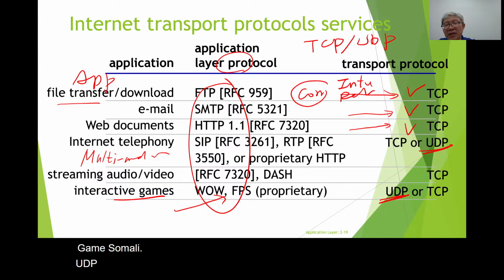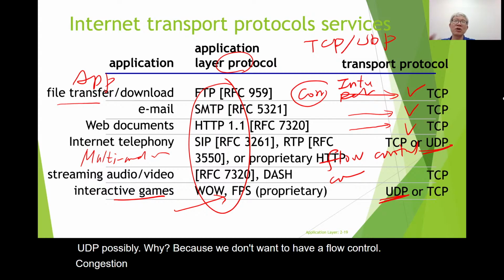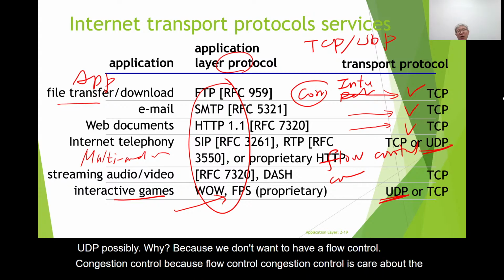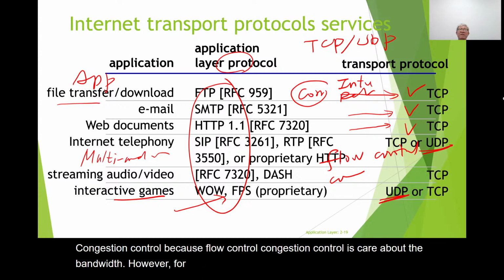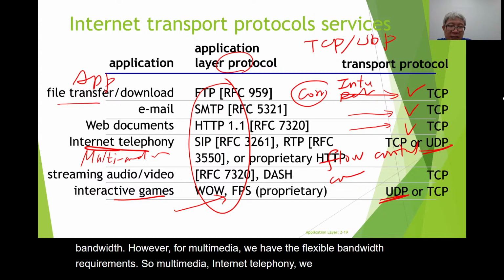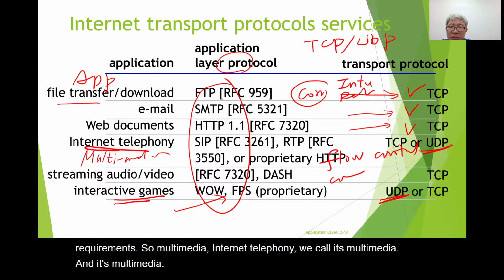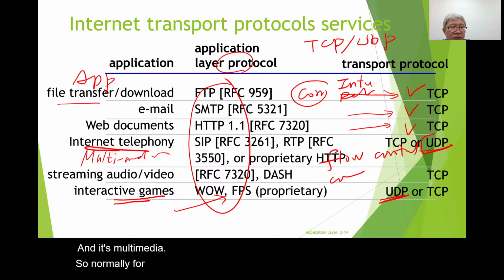Why? Because we don't want to have flow control or congestion control. Because flow control, congestion control, they care about the bandwidth. However, for multimedia, we have a flexible bandwidth requirement. So multimedia, internet telephony, we call it multimedia. So normally for that, we will set it to UDP.